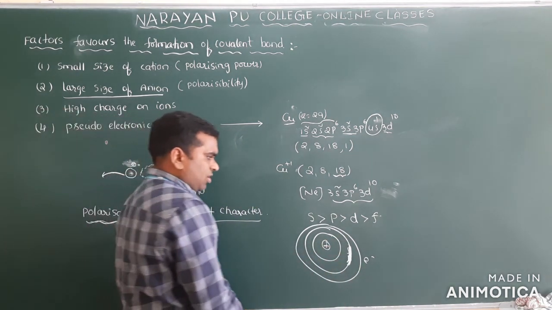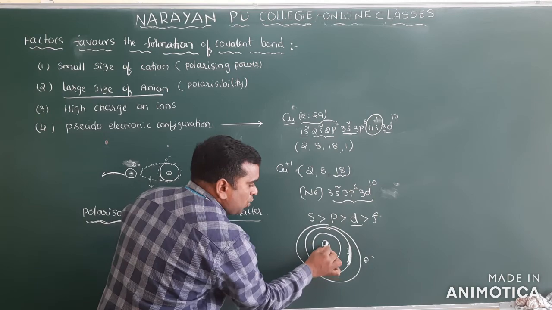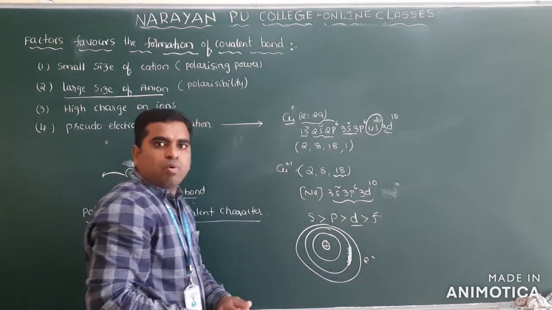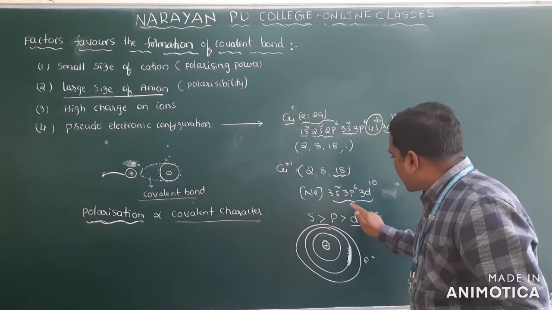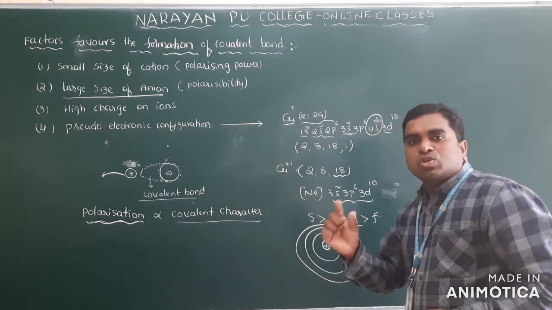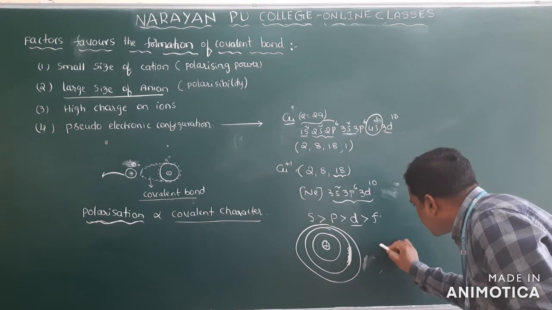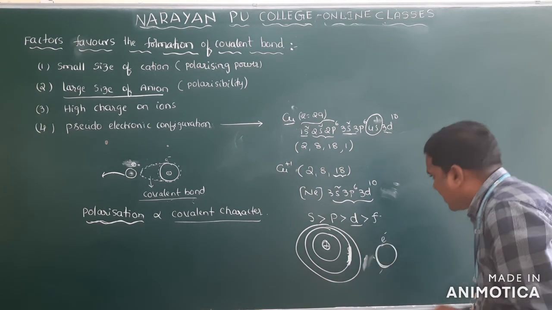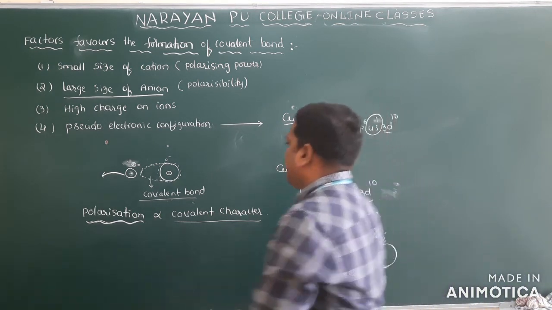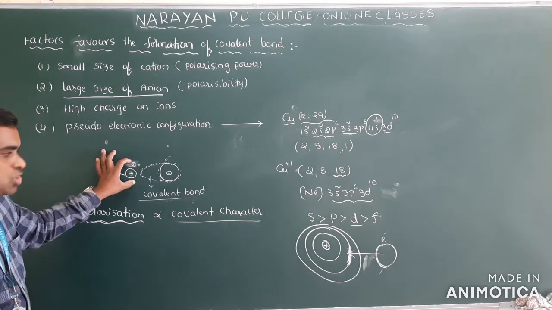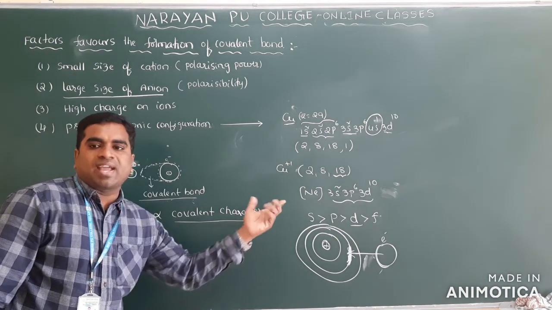We have studied this all the time. Now d electrons have a poor shielding effect. Because of the poor shielding effect of the d electrons, the nuclear force on the outermost electrons will be more. In a pseudo electronic configuration, the nuclear charge will be more on the outermost electron. Nearby electrons will be attracted by this positive charge, and the more the charge, the more the polarization, and the more the covalent character.